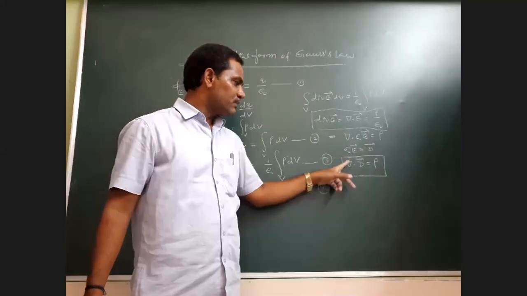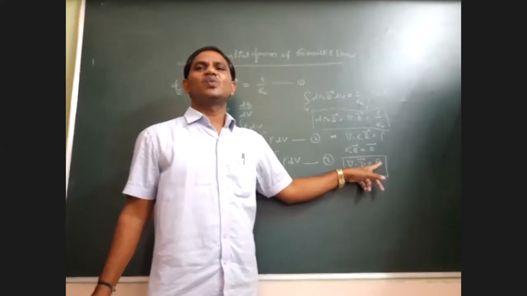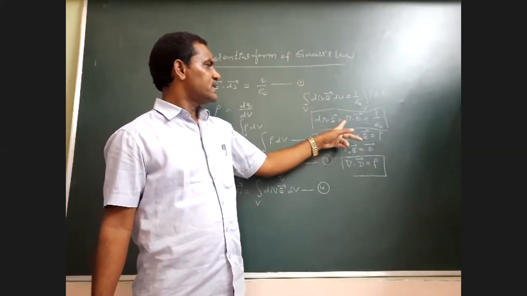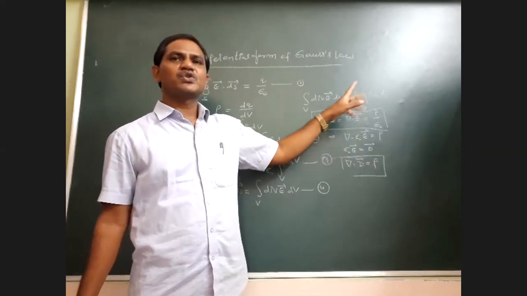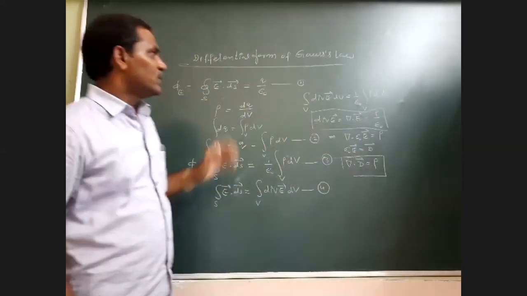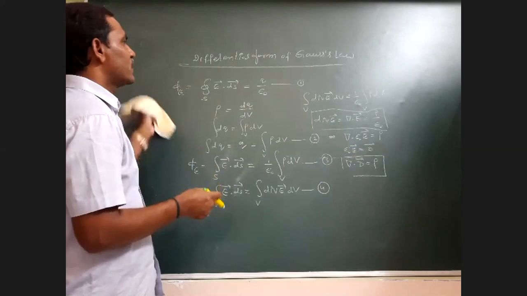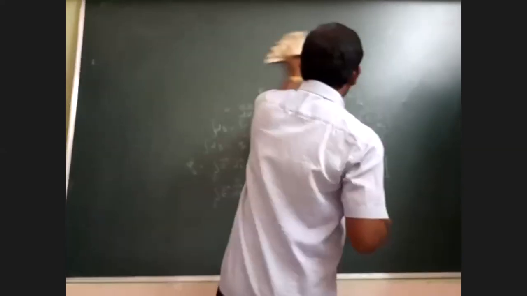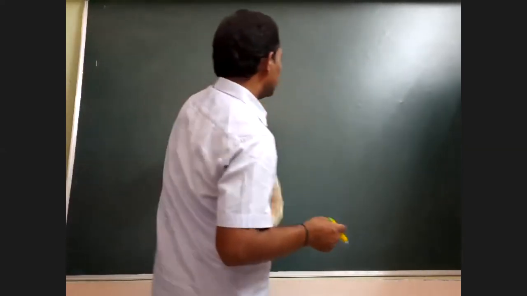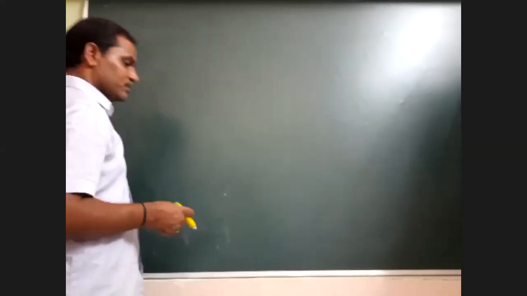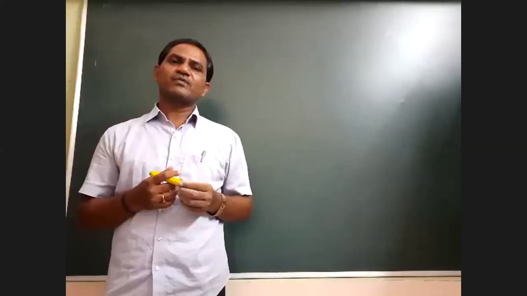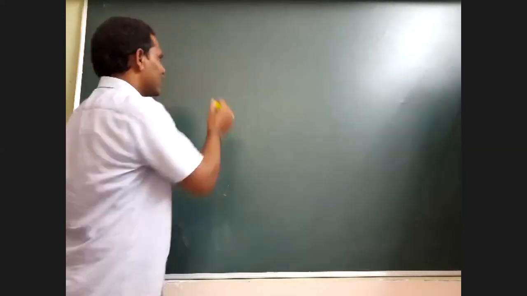So the divergence of the displacement vector is directly proportional to the volume charge distribution. The divergence of the electric field strength is likewise directly proportional to the volume charge distribution. In this way, we derive the differential form of Gauss law. Till now, we covered the integral form of Gauss law, and by using that, we derived the differential form. The third concept we are going to discuss is how to derive Coulomb's inverse square law using Gauss law.